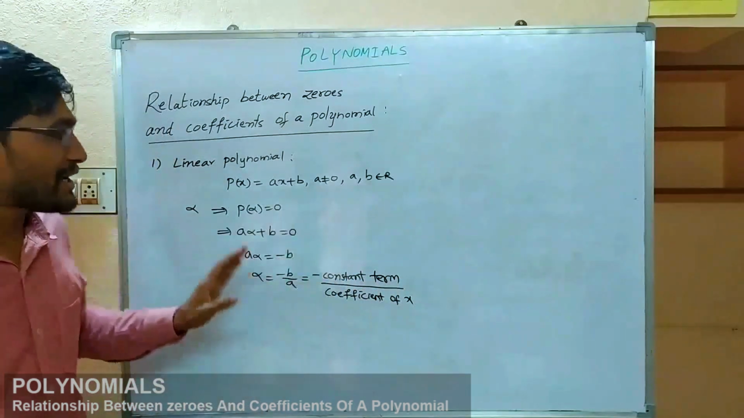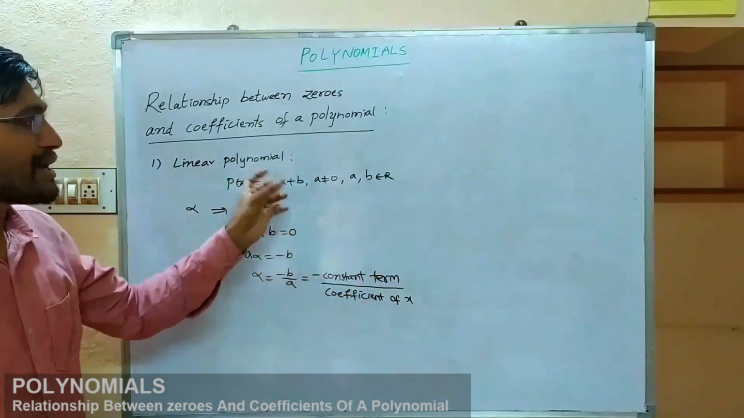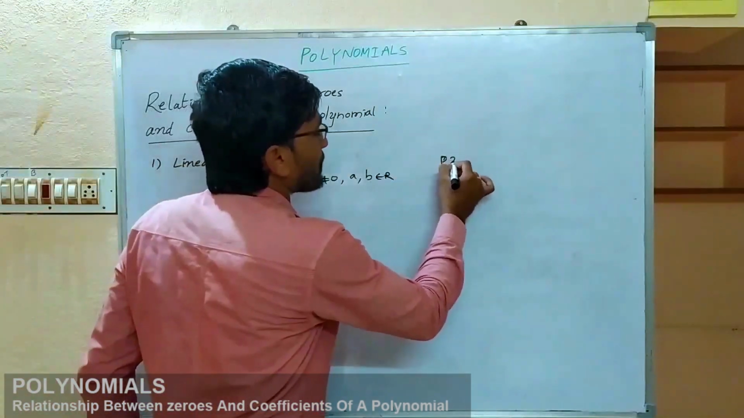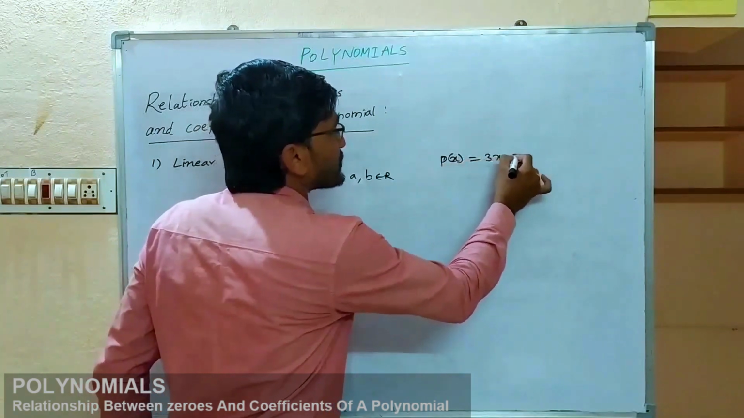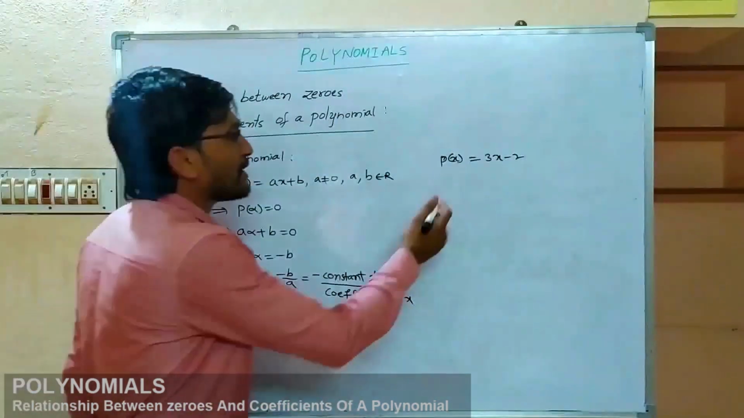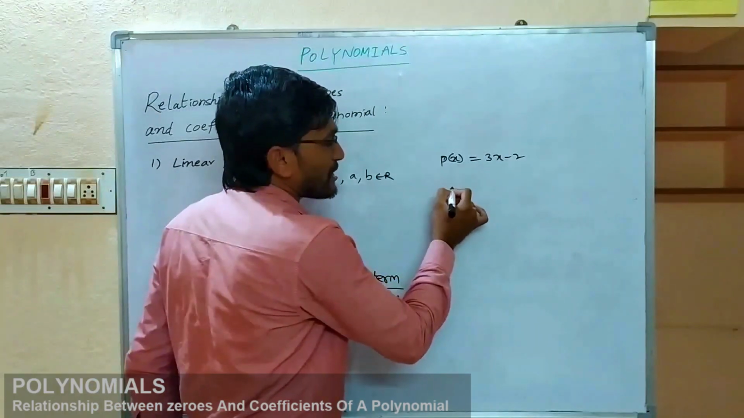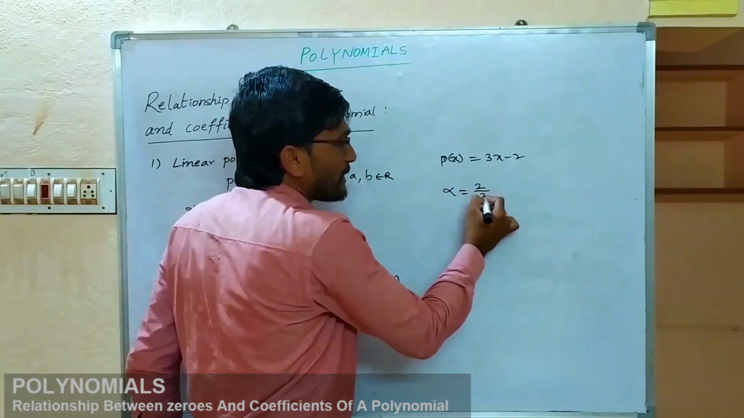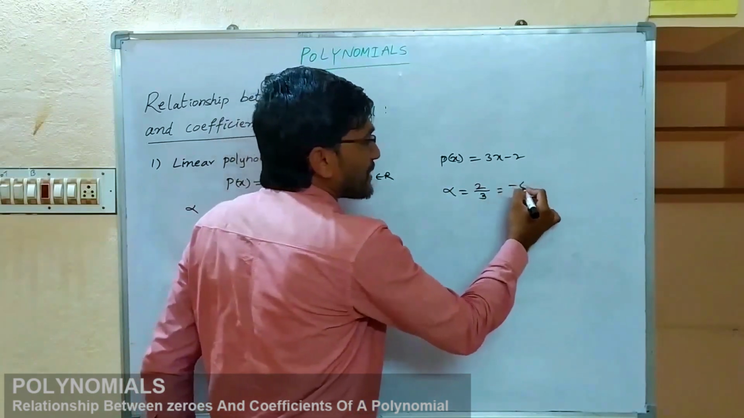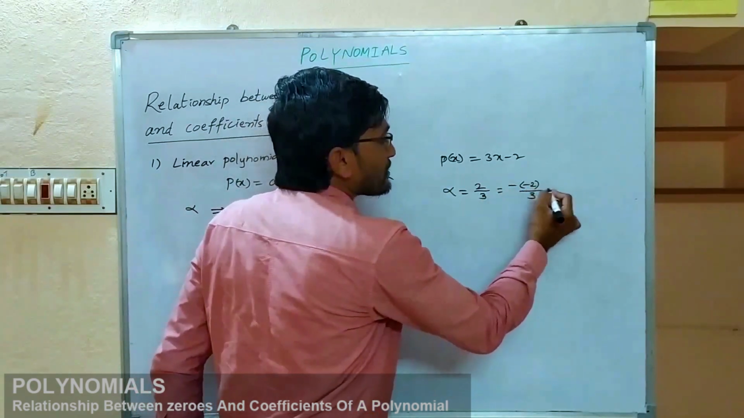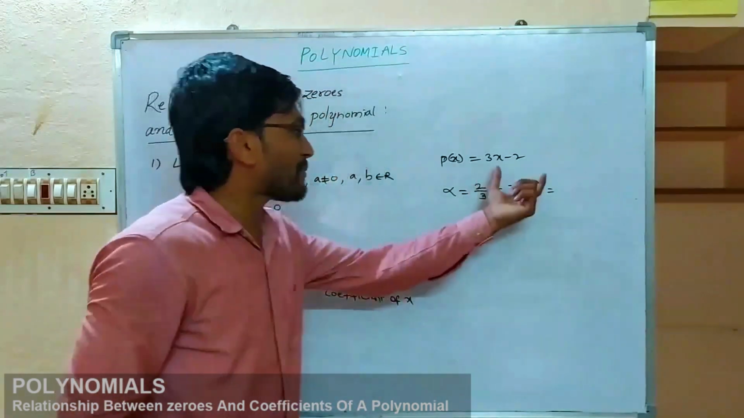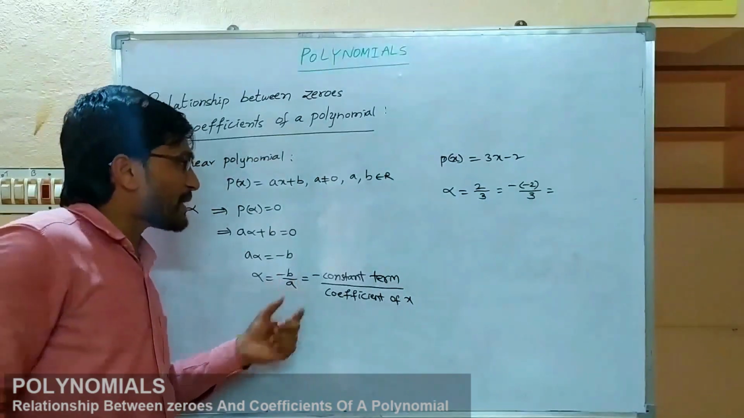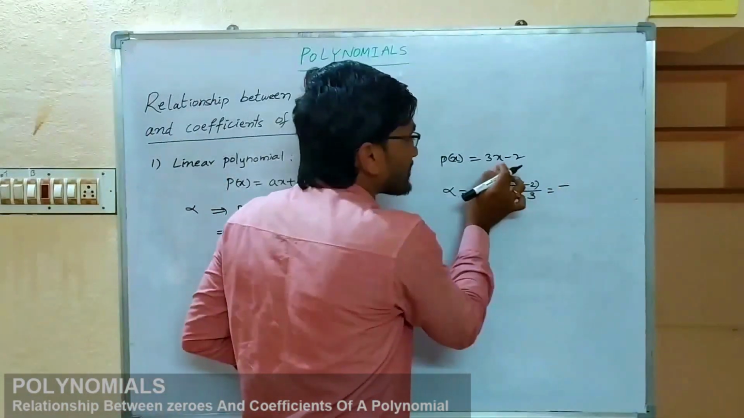If they ask any problem, find the relationship between zero and coefficients of the linear polynomial p of x is equal to say 3x minus 2. Then simply we can write, let alpha be the zero. Alpha, the zero of this polynomial, is nothing but 2 by 3. This can be written as minus of minus 2 by 3. Why I am writing here minus of minus 2 by 3 means the relation is minus b by a.